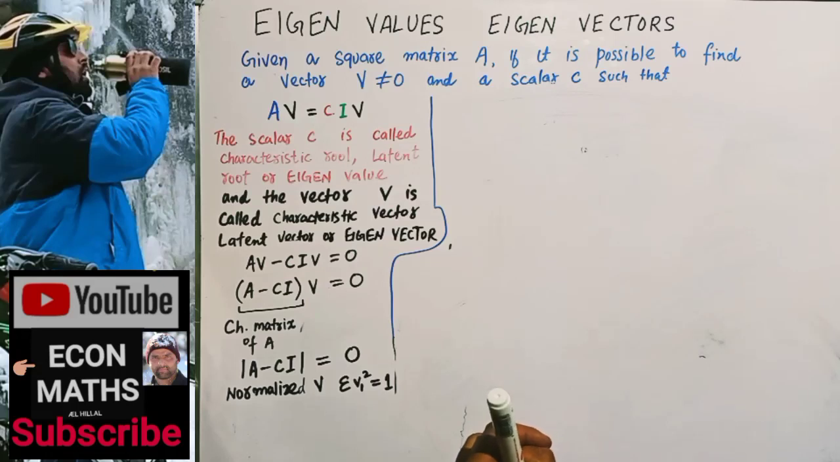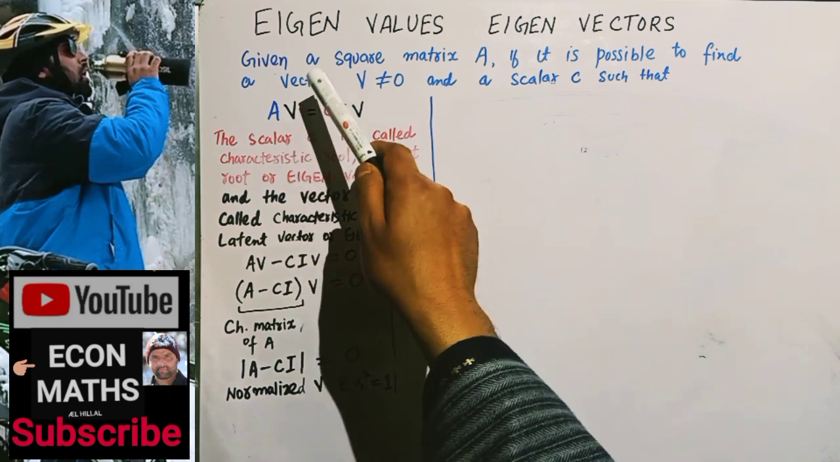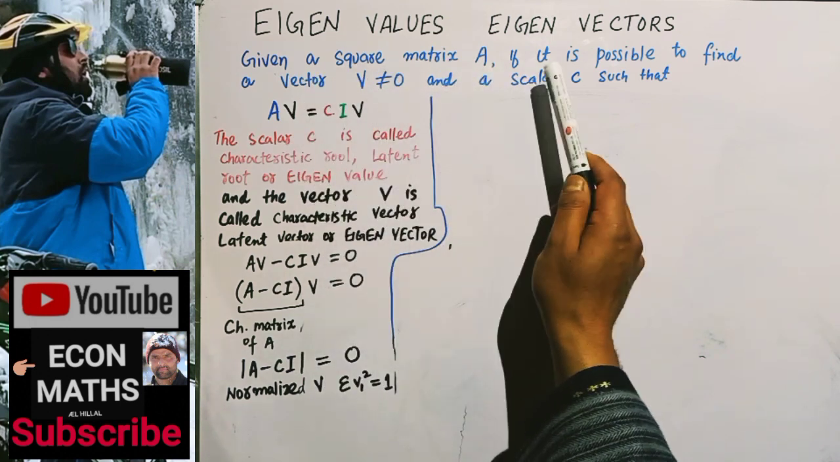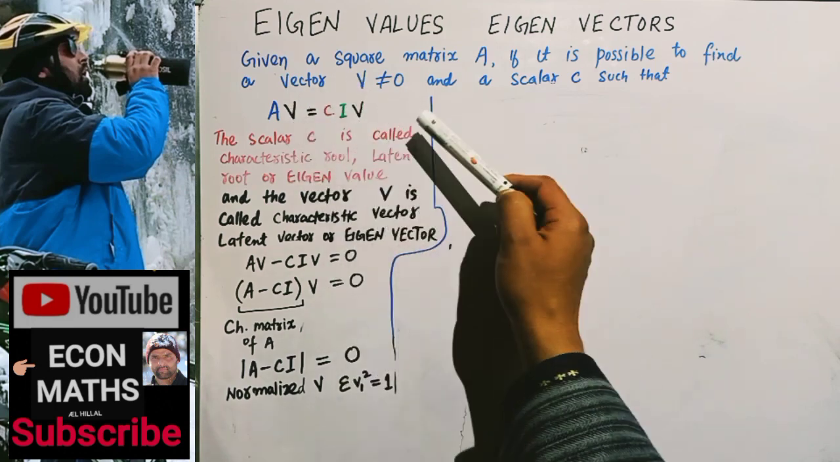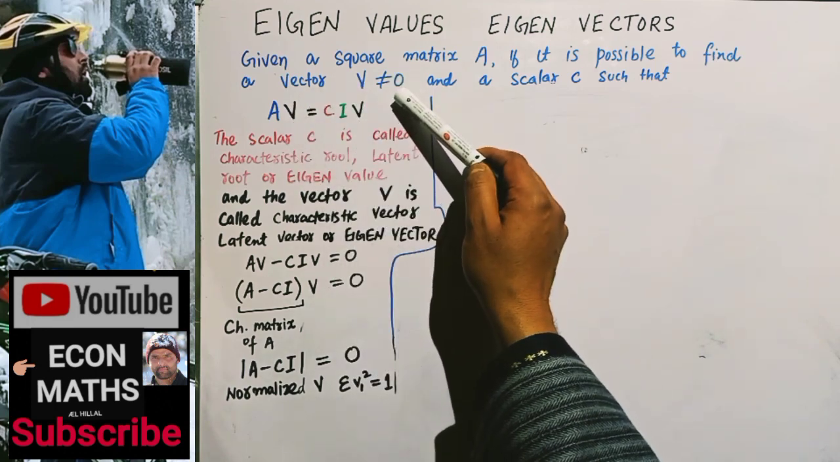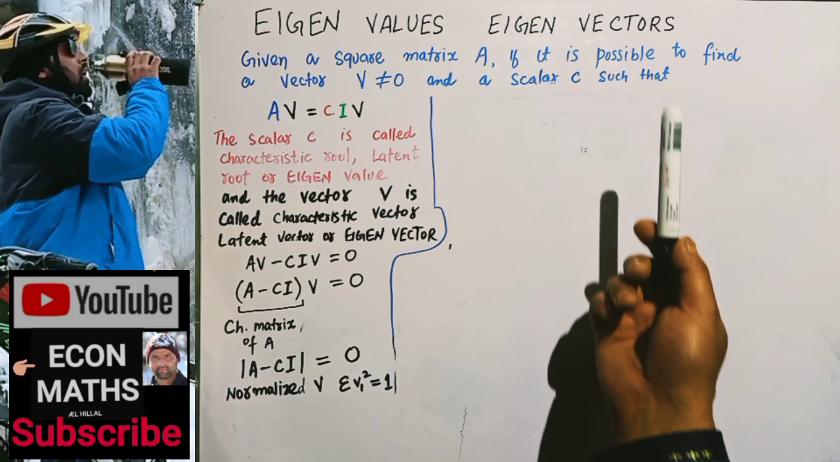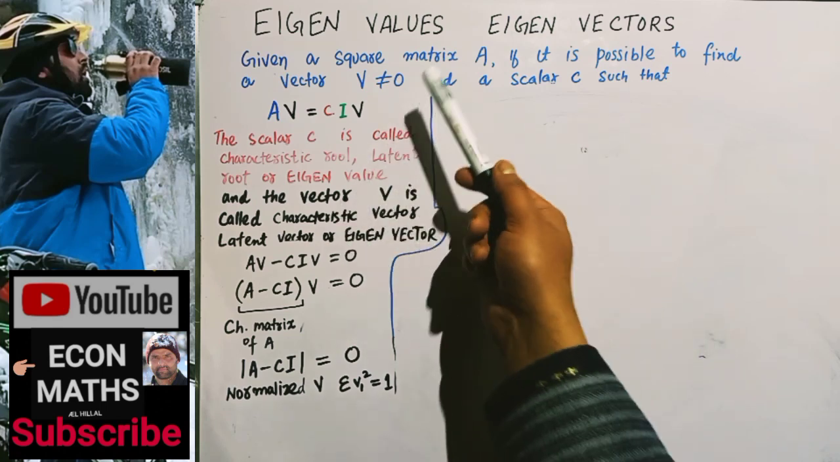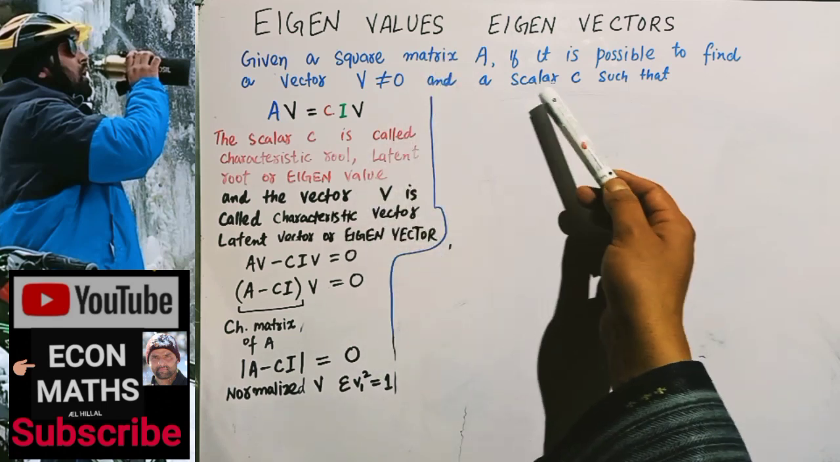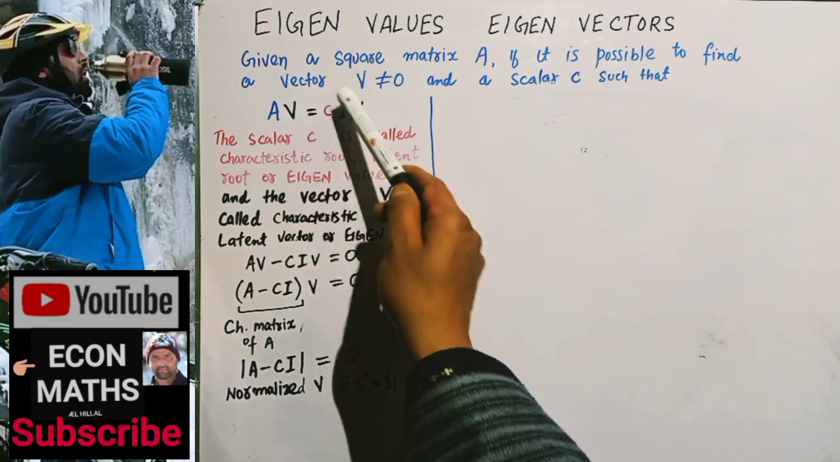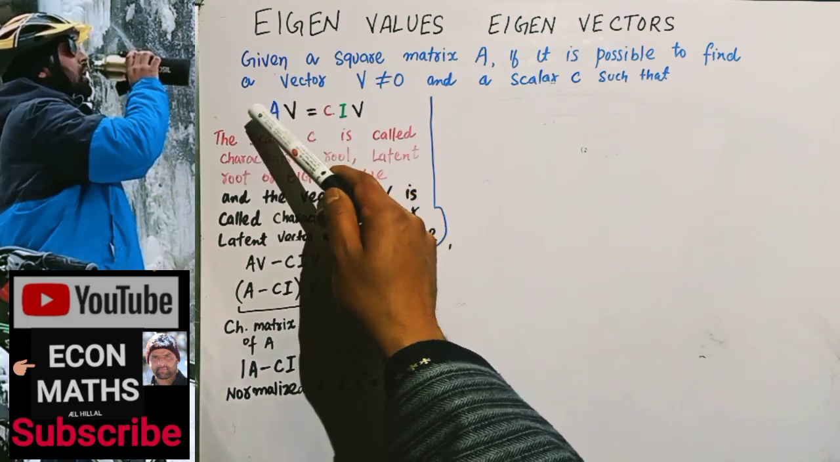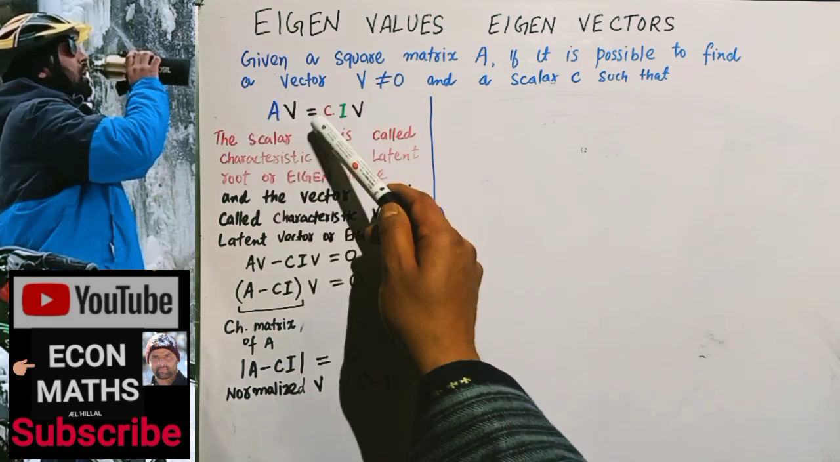In this video, we will learn about eigenvalues and eigenvectors with an example. So the definition is: given a square matrix A, if it is possible to find a vector V which is not equal to 0 (by vector, we mean a matrix having only one row or column), and a scalar C such that this relationship holds, that means the square matrix times this vector is equal to C times I times V.